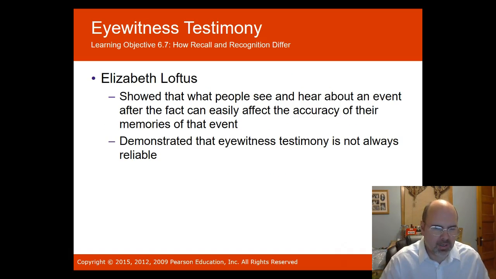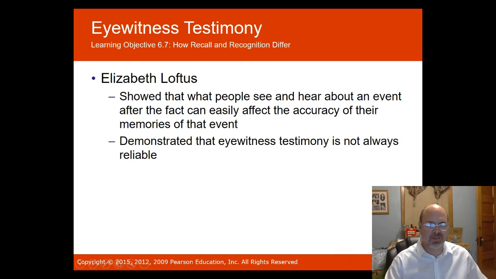Let me talk a little bit more about Elizabeth Loftus. She did a lot of research in this field in 1975. She talked about the importance of keeping witnesses separate from others, because they incorporate the information and actually add it to their own story. She showed that what people see and hear about an event after the fact can easily affect the accuracy of their memories. She demonstrated that eyewitness testimony is not always reliable. She showed a 3-minute video to a class, and then she had recall questions. She used the recall questions to lead the subjects to a different conclusion. The recall questions actually helped change their story of what they saw, which is kind of scary when it comes to needing eyewitness testimony.